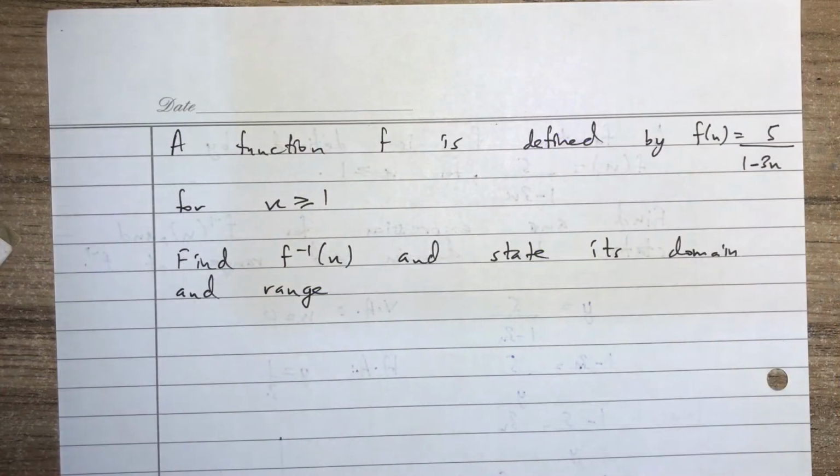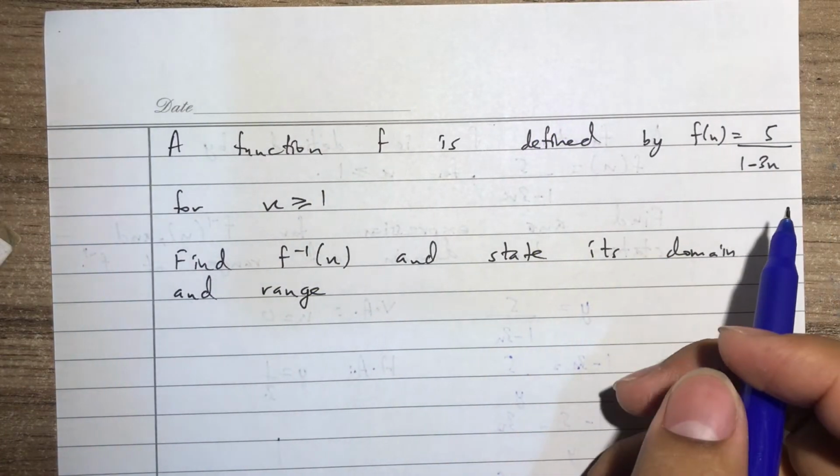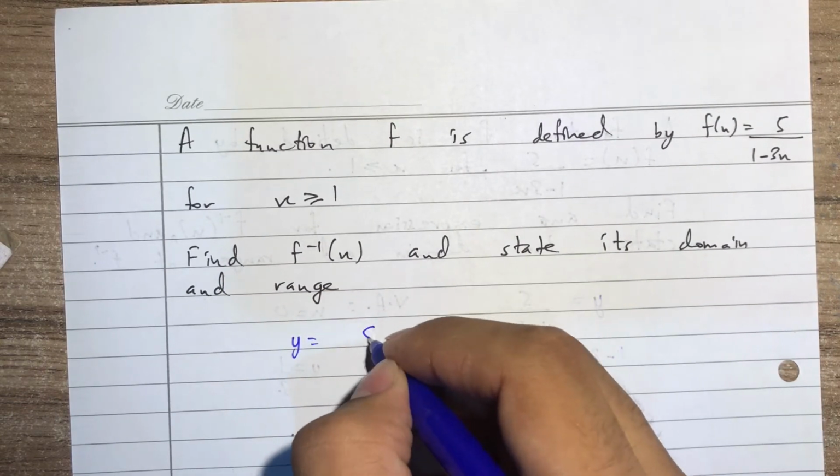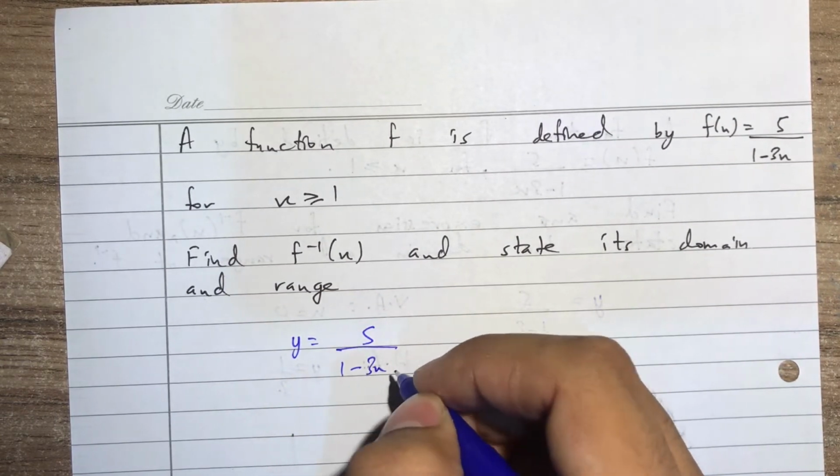So in this question, we've been given a rational function 5 upon 1 minus 3x, and they're asking for f inverse of x. So I'll write y equals 5 upon 1 minus 3x.